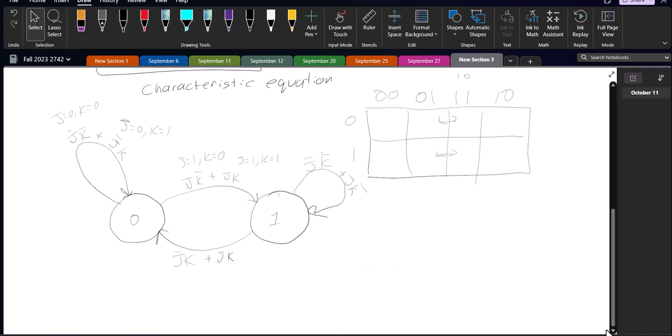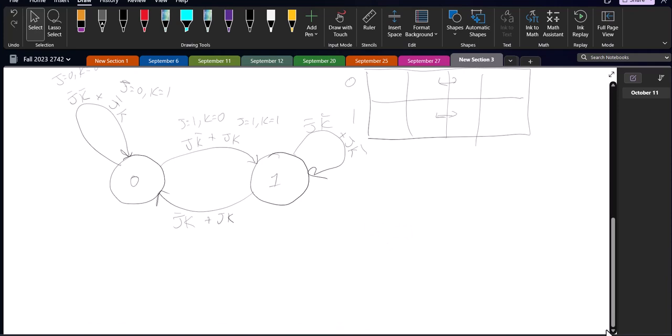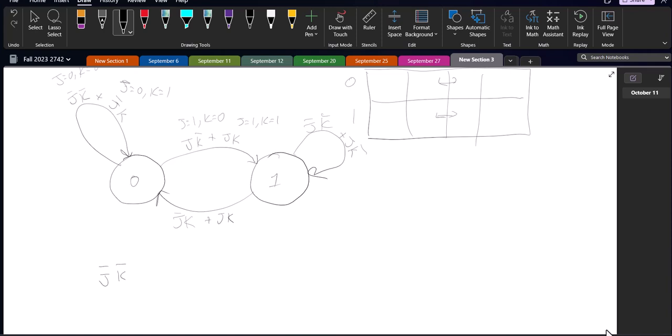Okay, so now let's see if we can simplify this at all. So I'm going to look at this first expression that I have on my 0, j bar, k bar plus j bar, k. If I factor a j bar out of that, I get k bar or k. What is anything or, like if I have x or not x? Okay, what is the truth value of saying x or not x? 1. So everything has to be either true or not true. So if I say this is either true or not true, I have just said a true statement. Absolutely. Now if I say this is both true and not true, then I have said a false statement. So k bar plus k, that's just 1.